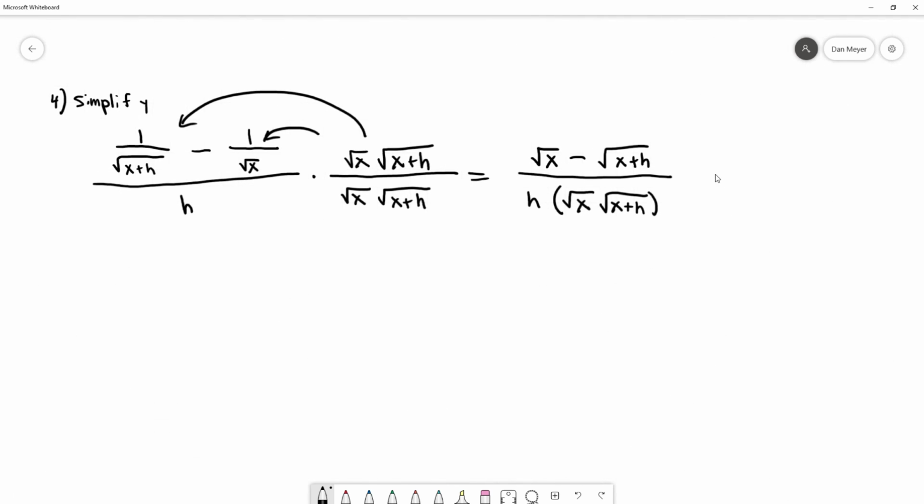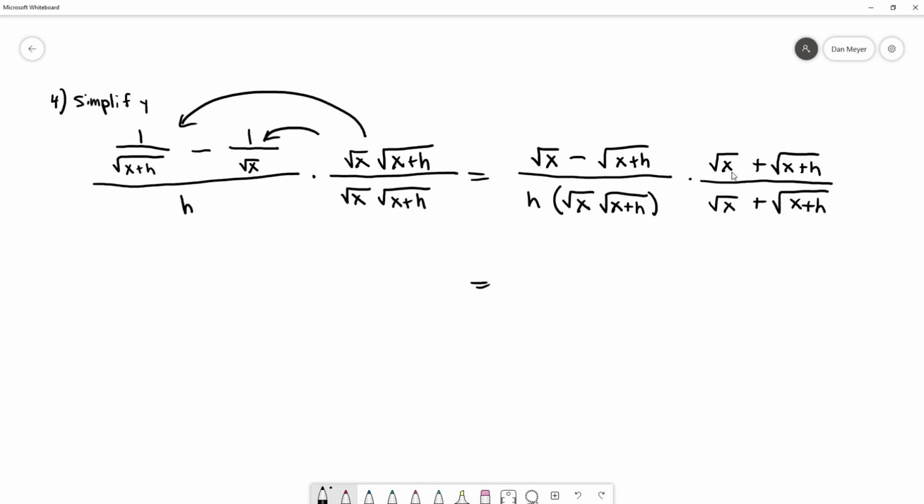Now, the next step is where we're going to rationalize the numerator. Okay, I have a binomial here in the numerator that involves square roots. I want to rationalize that, again, effectively so that I can factor out an h. The conjugate of the numerator is root x plus root x plus h. And we're going to multiply on top and bottom by that conjugate. So here's where we're using our conjugate business.